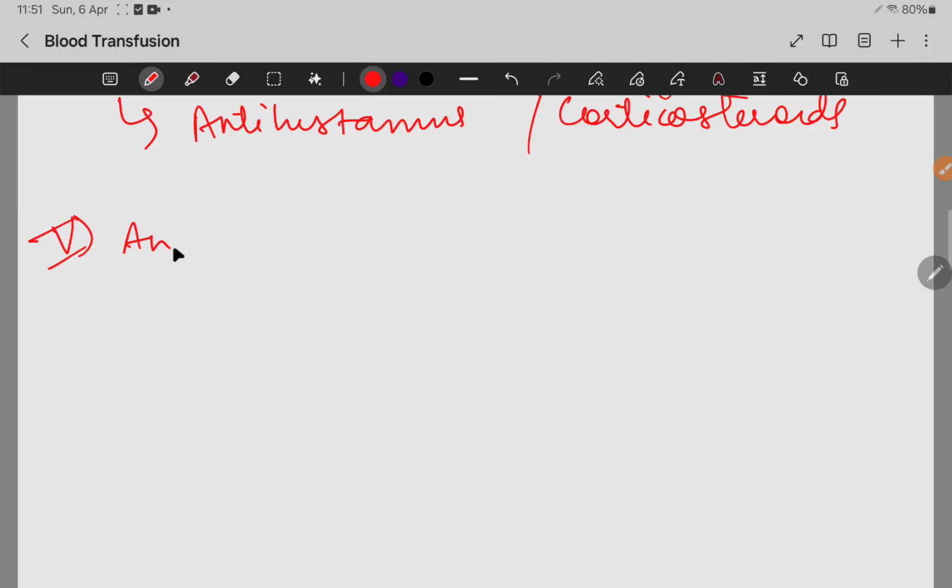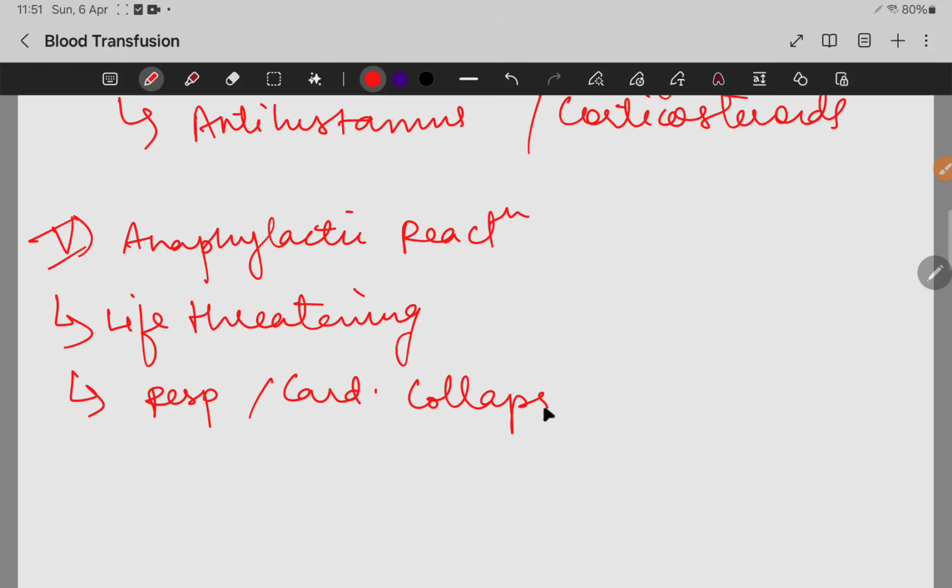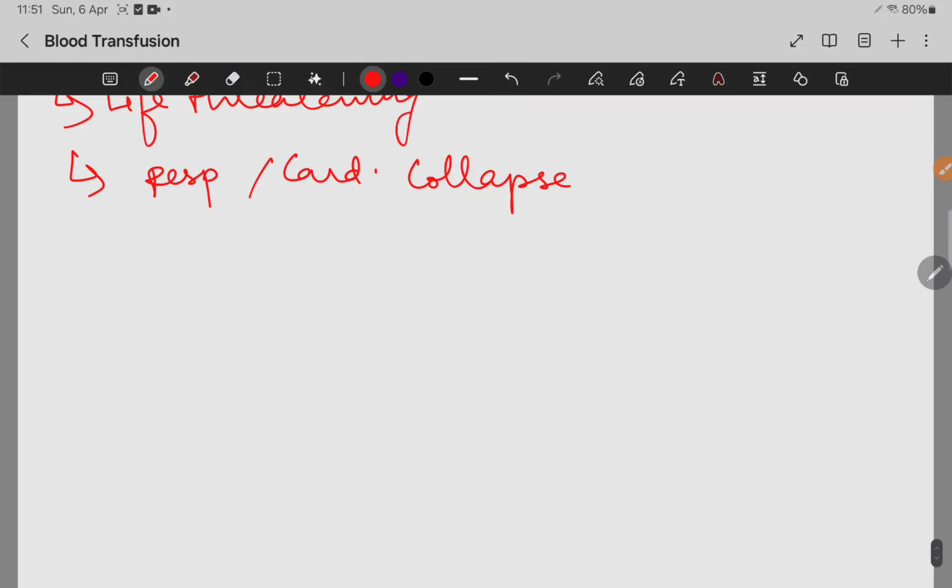Next is the anaphylactic reaction. It is very rare but may be life threatening. It may cause severe respiratory and cardiovascular collapse. Immediately you have to stop the transfusion and start resuscitation.